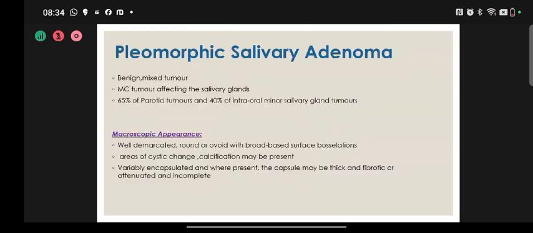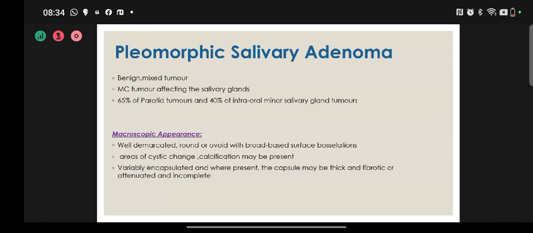So, pleomorphic salivary adenoma, it's a benign mixed tumor. It is the most common tumor affecting the salivary glands. 60 to 65% are seen in the parotid, and 40% in intraoral minor salivary glands. The macroscopic appearance is that it is well demarcated, round or ovoid with broad-based surface bosselations. Cystic change or calcifications may be present.